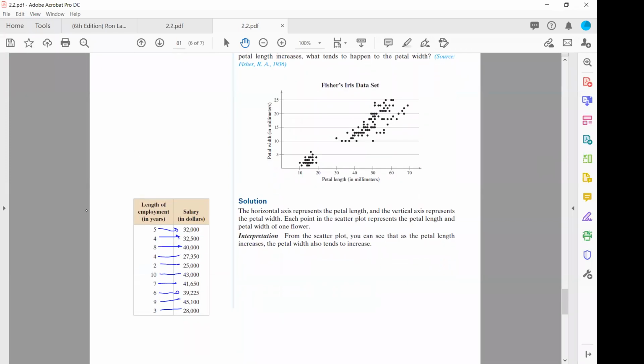You have some points in the XY plane. The first point for this table is 5 years and $32,000. The second one is 4 years and almost $32,000, $33,000. Next one is 8 years and $40,000, and so on. Very well. Here you can form a horizontal axis and a vertical axis.